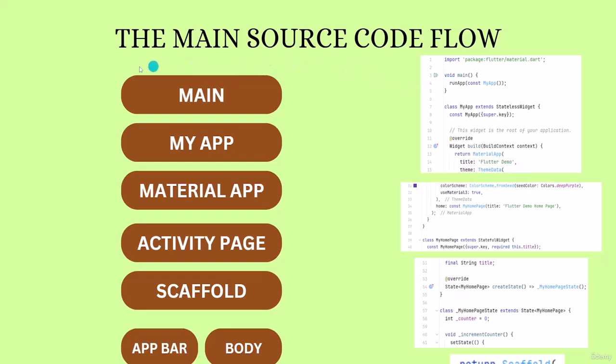So these three things, the main function, my app function, and the material app function, these three are the most important three things that you need to make sure that you have once you're creating any web application page.